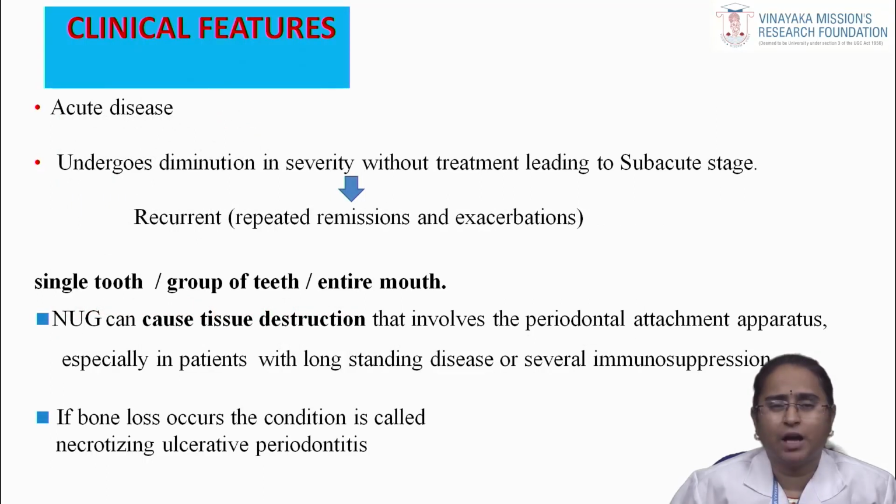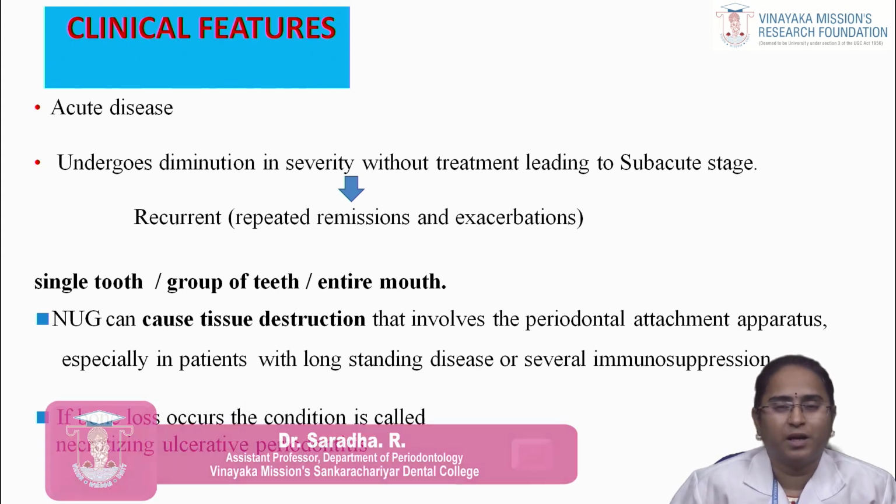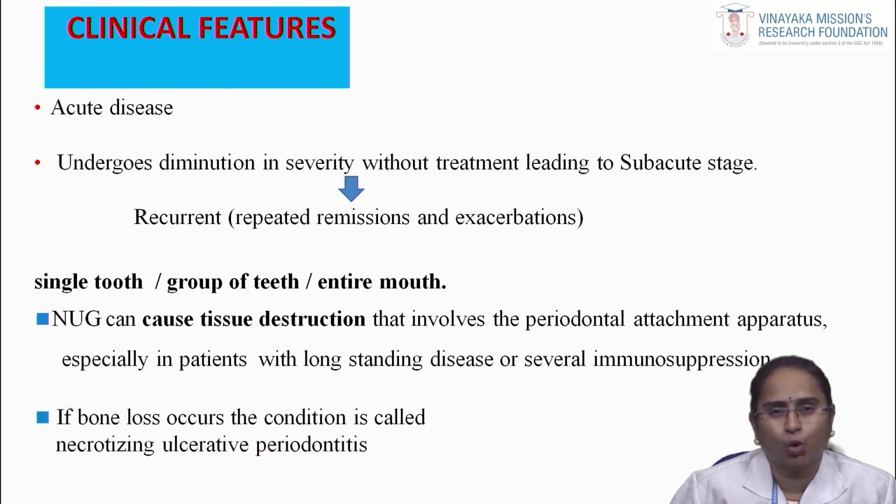Clinical features. It is an acute disease. It undergoes diminution without treatment, leading to the subacute stage. With treatment also it will lead to the subacute stage, and it also has a history of repeated remissions and exacerbations. So, there is a recurrent history. It also occurs in patients who had dental treatment 2 or 3 days before, and it may involve a single tooth, multiple teeth, or it may be widespread throughout the mouth.